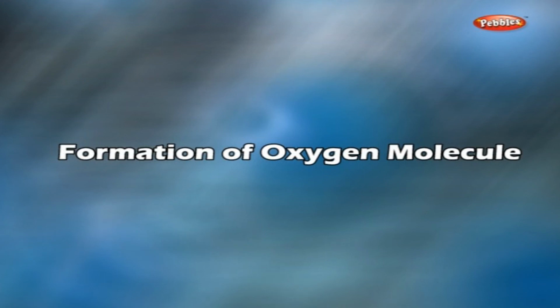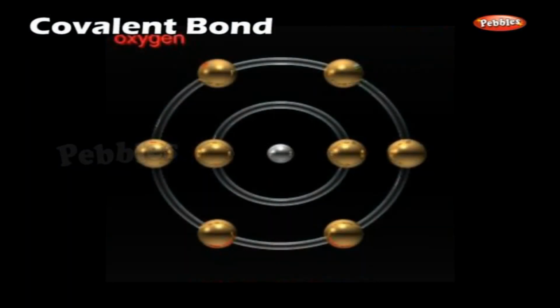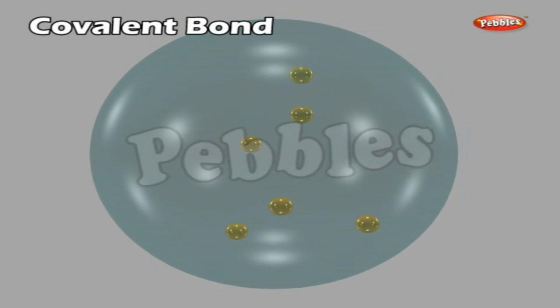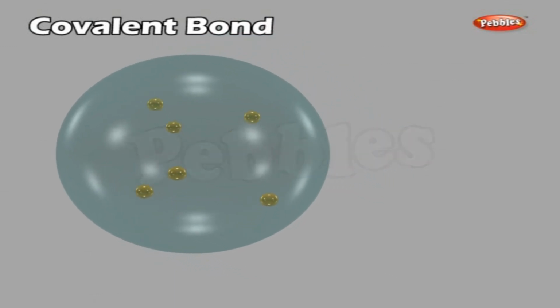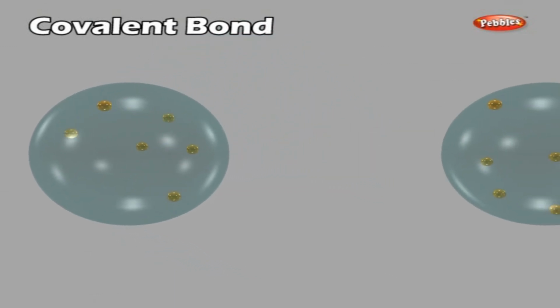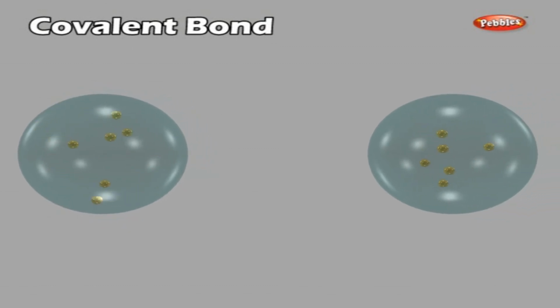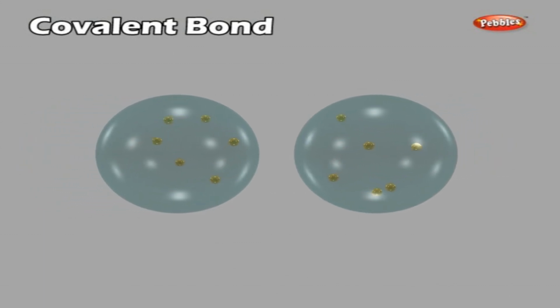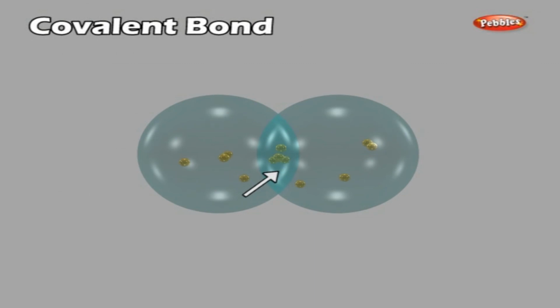Formation of oxygen molecule. The electronic configuration of oxygen atom is first orbit 2 electrons and second orbit 6 electrons. The outermost shell is short of 2 electrons to have an octet structure. Two oxygen atoms combine and form an oxygen molecule by sharing two pairs of electrons. Thus, two shared pairs of electrons are formed. This is called double covalent bond.